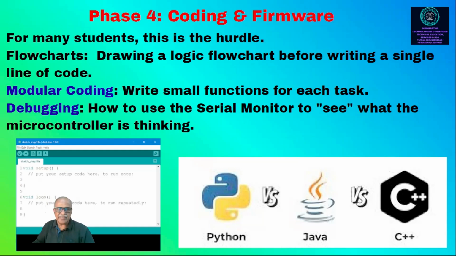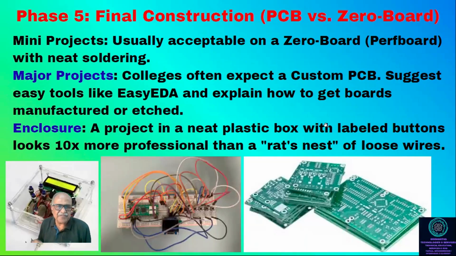Okay, right. So next is the fifth point, phase 5, final construction on PCB. And what is the zero PCB? Zero PCB, we call it. I will just tell you what this actually is. There are two types of PCB: one is called a general purpose PCB and one is a designed PCB.